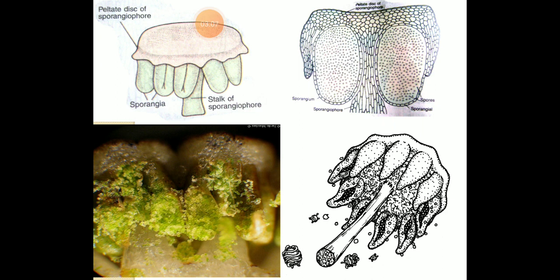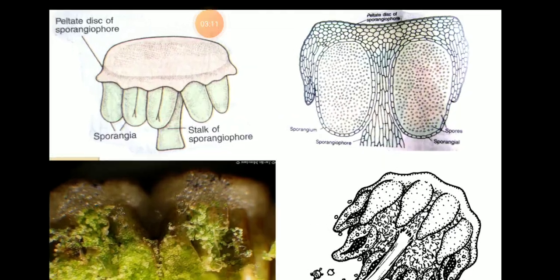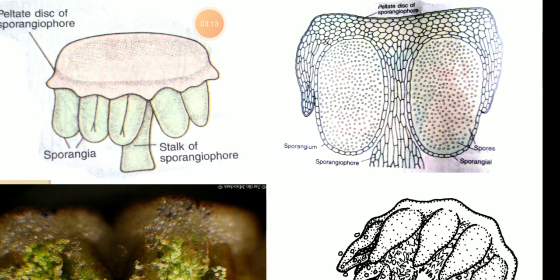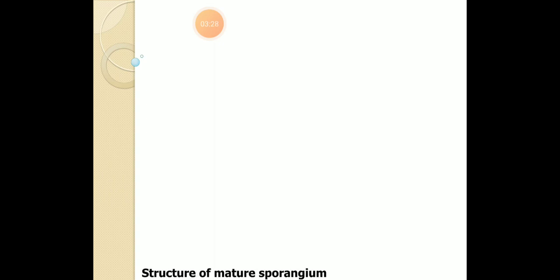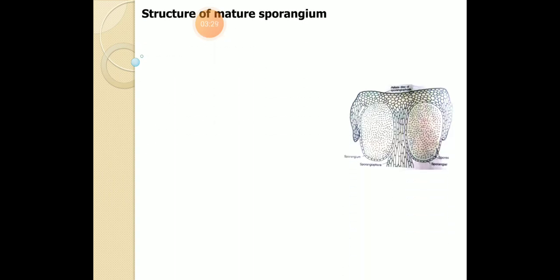So this is the structure. In the photographs, in the upper portion, the peltate disc is present, and these are the sporangia, and this is the stalk of the sporangiophore. This is the complete structure of the sporangiophore. These four photographs show the structure of the sporangiophore.